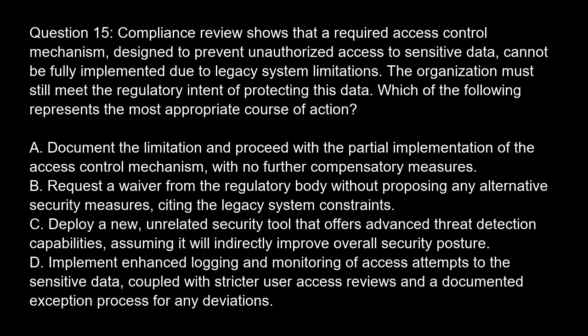Option A. Document the limitation and proceed with the partial implementation of the access control mechanism, with no further compensatory measures. Option B. Request a waiver from the regulatory body without proposing any alternative security measures, citing the legacy system constraints. Option C. Deploy a new, unrelated security tool that offers advanced threat detection capabilities, assuming it will indirectly improve overall security posture. Option D. Implement enhanced logging and monitoring of access attempts to the sensitive data, coupled with stricter user access reviews and a documented exception process for any deviations.